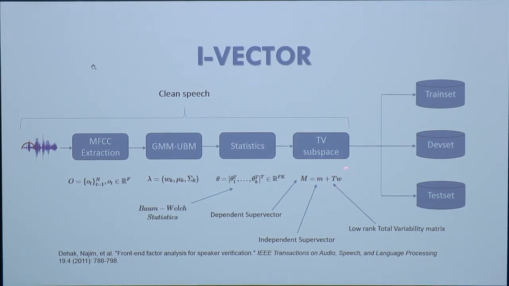To do that, you have also to compute the low-rank total variability matrix, which is the T matrix, and we use the UBM and the Baum-Welch statistics to do that. So this is the framework for the iVector. After preparing this framework, we extract the iVector for each utterance in the training set, in the dev set, and in the test set.